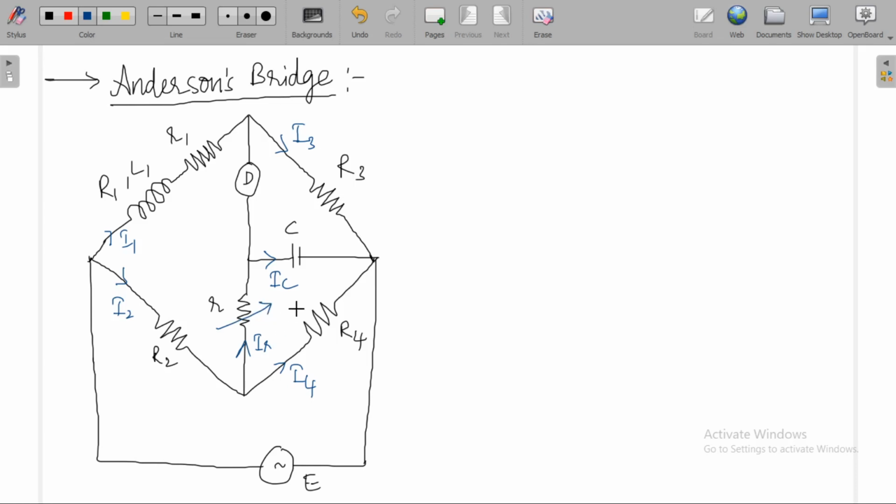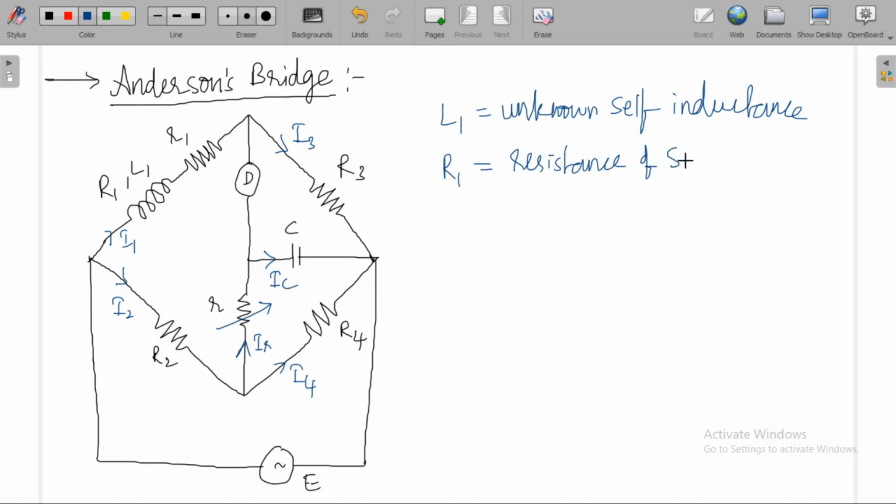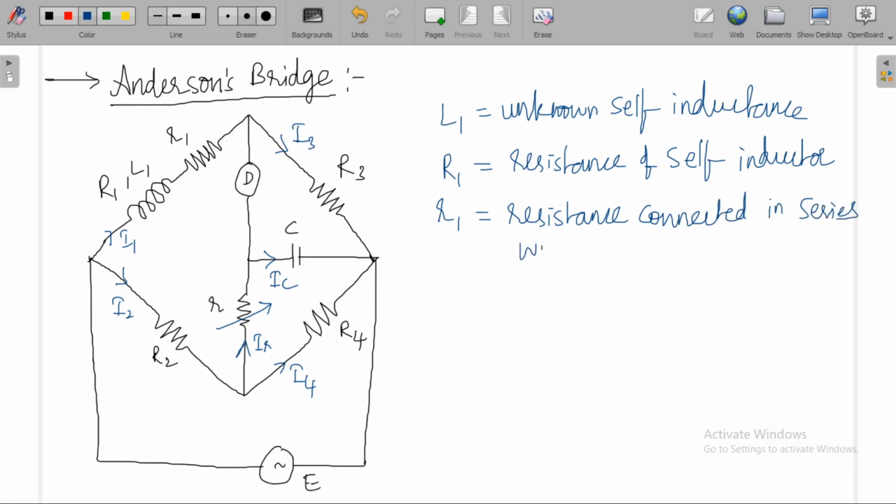R is a variable resistance. Here L1 is the unknown self inductance, and R1 is the resistance of the self inductor, whereas small r1 is the resistance connected in series with the self inductor.